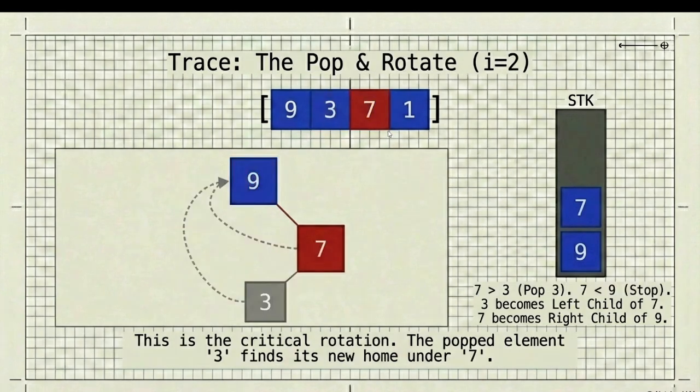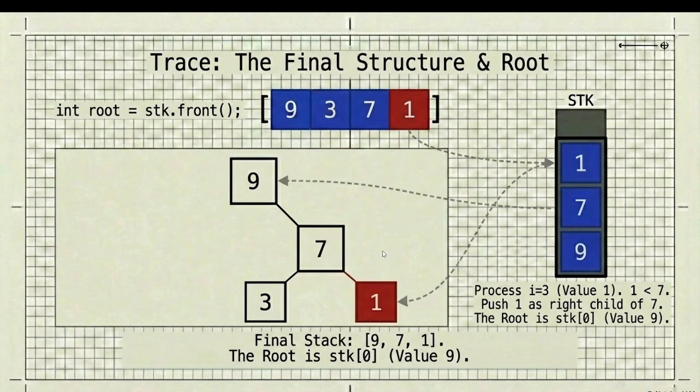Now comes 7. Since 7 is greater than 3, we pop from the stack, and it is not empty till the end. So 7 becomes the right child of 9, and 3 becomes its left child. Then comes 1, which is smaller than 7, so it just goes on top of it in the stack, and 1 becomes the right child of 7. Here is the final Cartesian tree.